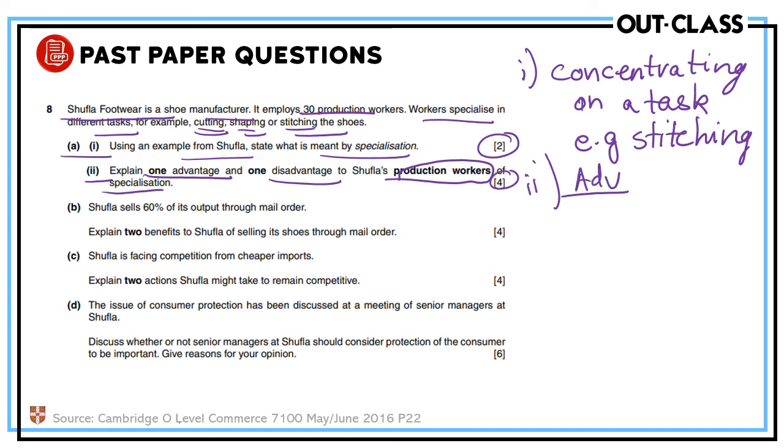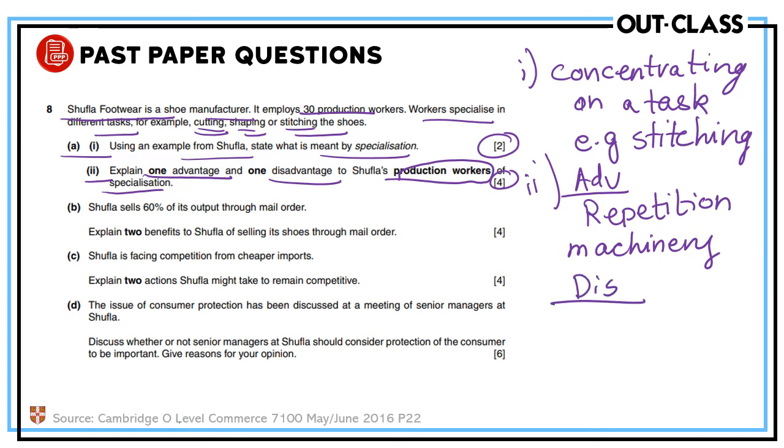One advantage that you can write is that due to specialization, they perform their job again and again, due to which they become more skilled or more productive, you can write. And this allows use of machinery which would reduce the manual effort.